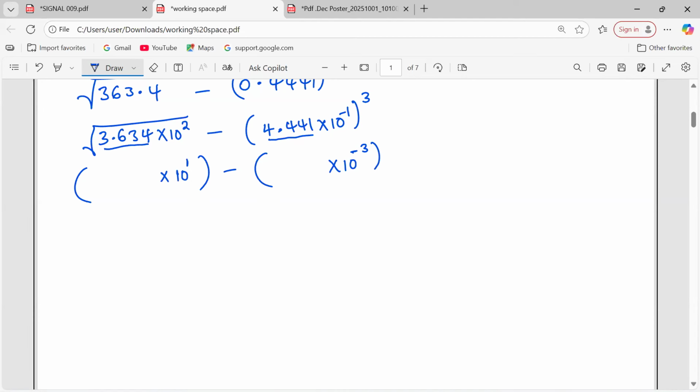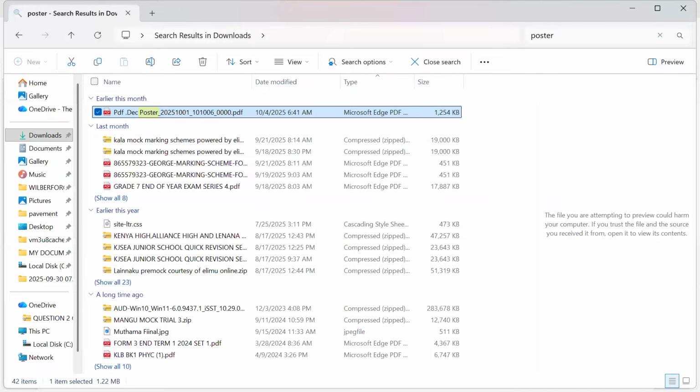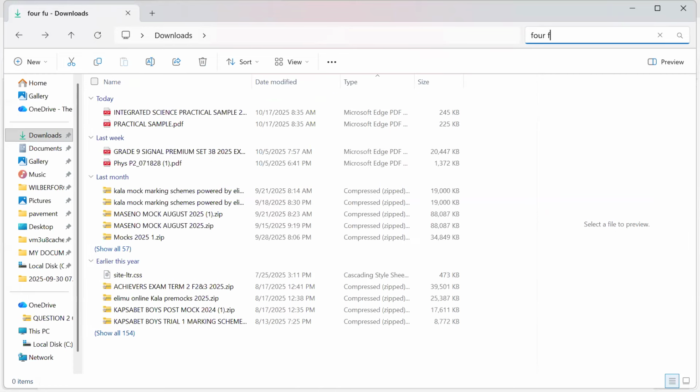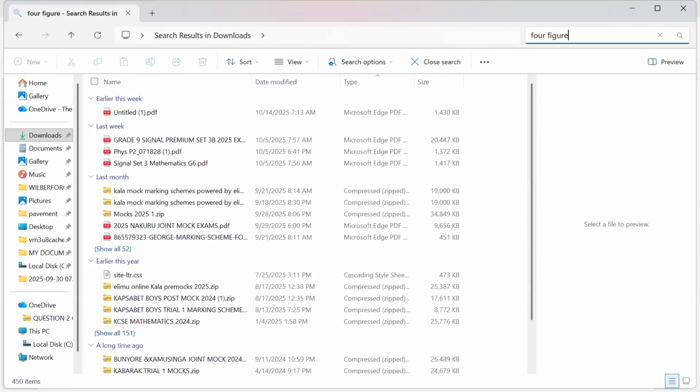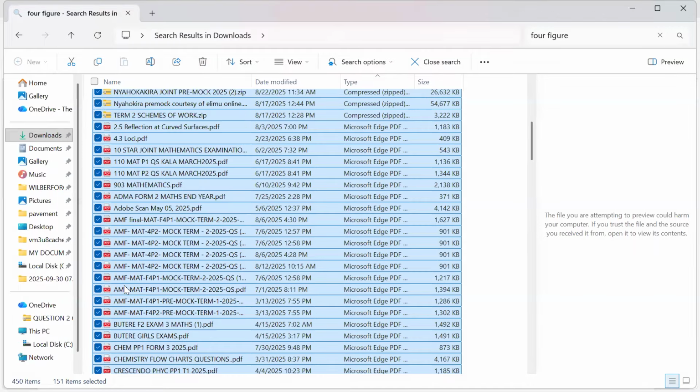But when you look at the other side, for square rooting, the power should just divide by 2. So you will allow me to access my files once again. Just be patient with this process. I want to check whether I'll be able to get the 4-figure table. The 4-figure mathematical table.